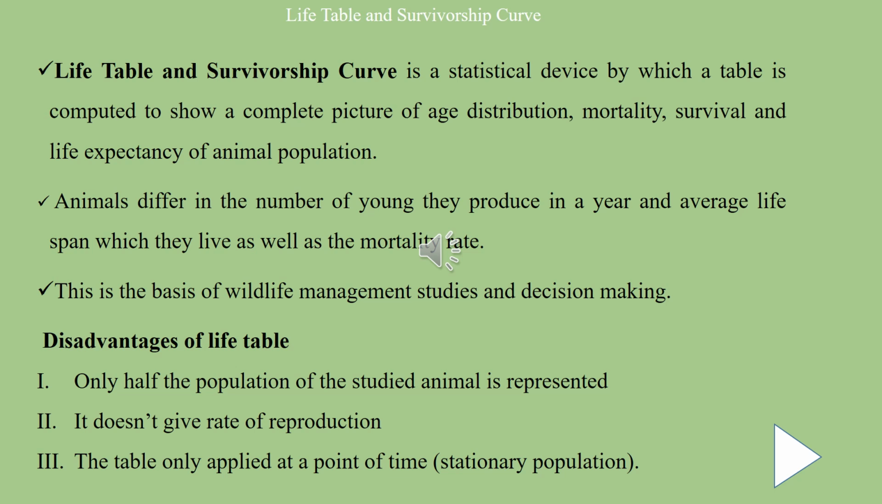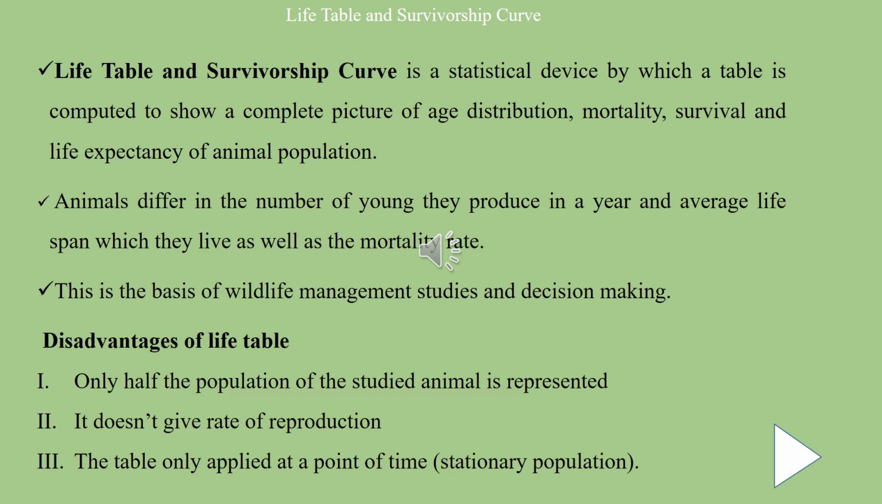Animals differ in the number of young they produce in a year, and average lifespan which they live, as well as the mortality rate. This is the basics of wildlife management and decision making.